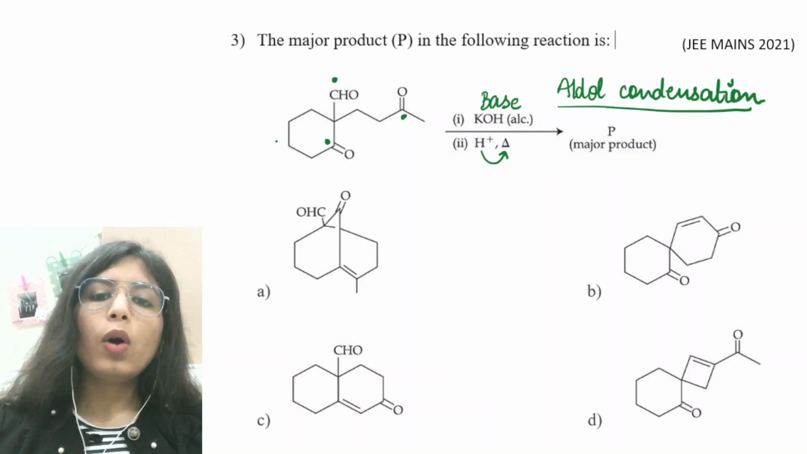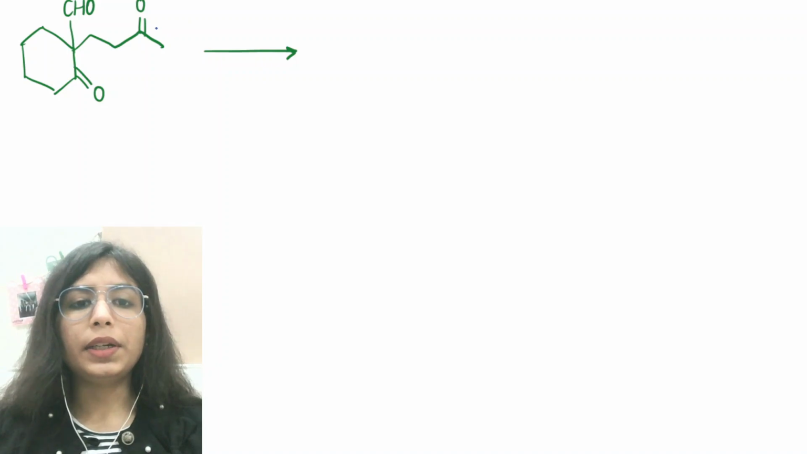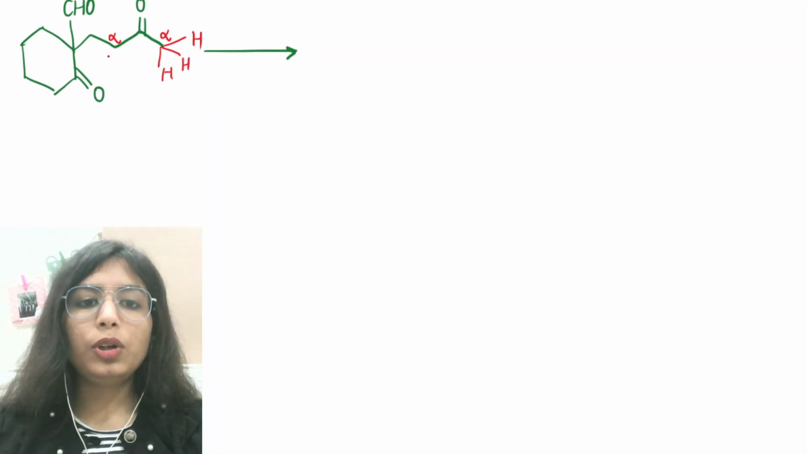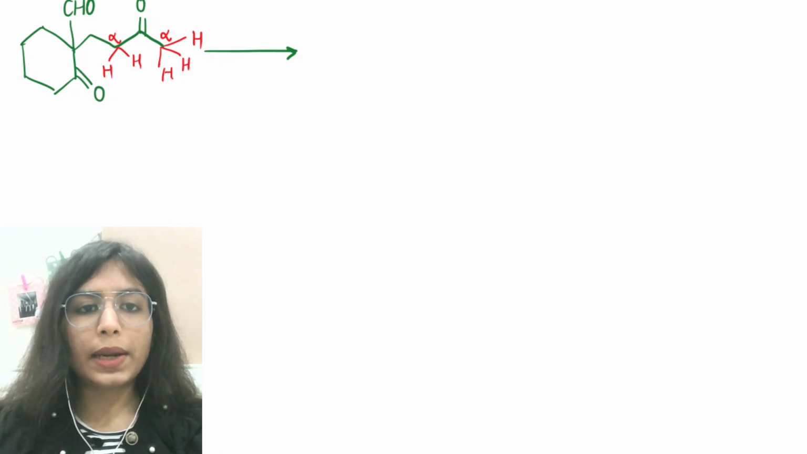Now how does aldol condensation reaction work? First you need to look at the alpha hydrogen possibilities. So this is basically your carbonyl compound, and here this is your alpha carbon, and similarly this is also your alpha carbon. To this alpha carbon 3 hydrogens are attached, and to this alpha carbon 2 hydrogens are attached, right? So you have identified 5 different types of alpha hydrogens that are present.